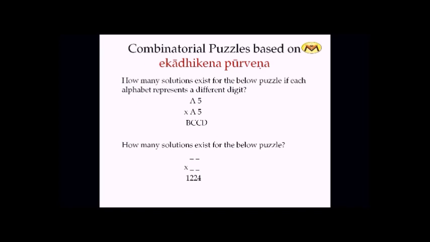And since A, B, C, D are all different alphabets, each of them represents a different digit. Now when we see this, a student who has done Ekadikena Purvana and who has understood it, maybe he'll see very clearly that the tens place digits are the same and the units place digits add up to 10, so we can definitely use Ekadikena Purvana. And from 5 and 5, we can get the values of C and D, which is 25.